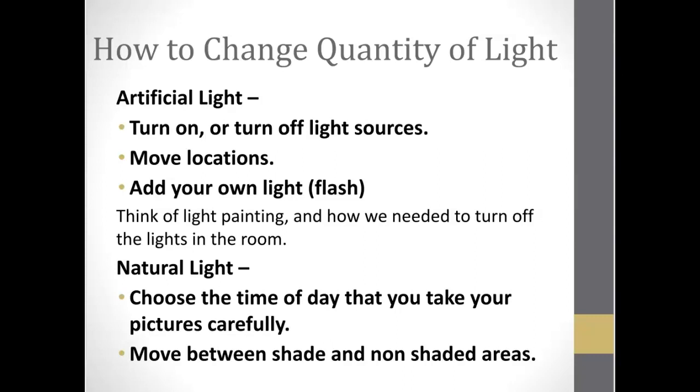Natural light, the biggest thing you can do is just choose the time of day that you go out to take your pictures. Look at a weather report to see when that sunrise and sunset will be, and you can know what your limitations are for the quantity of light between those times. Another thing you can do is just move between shade and non-shaded areas when you're in that situation.